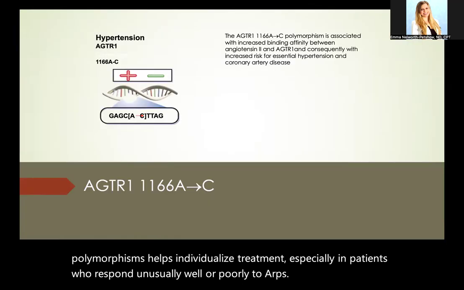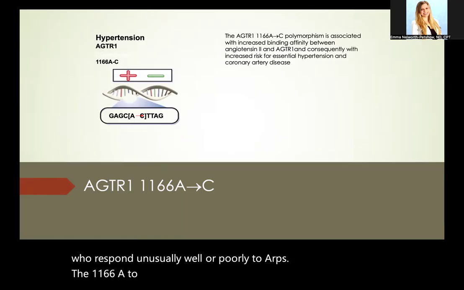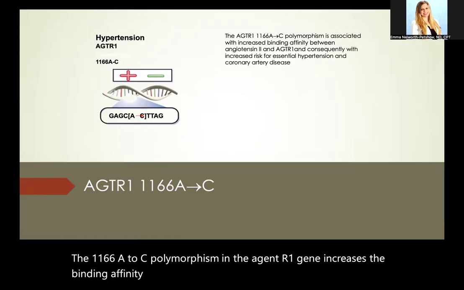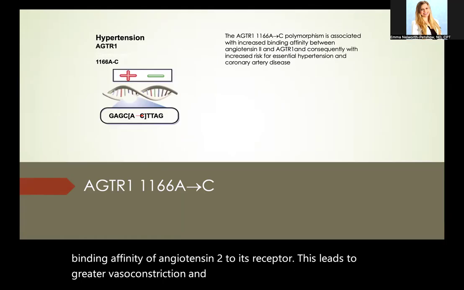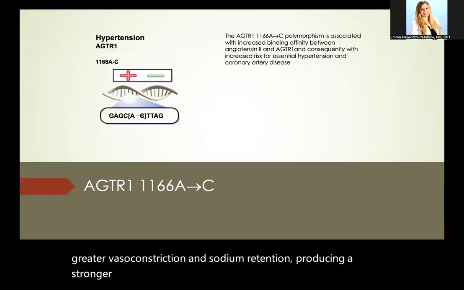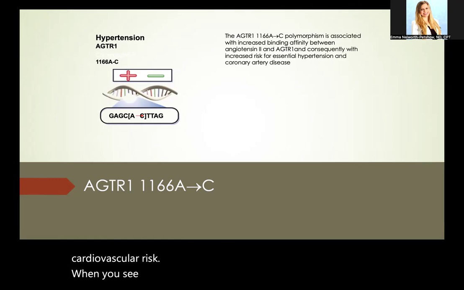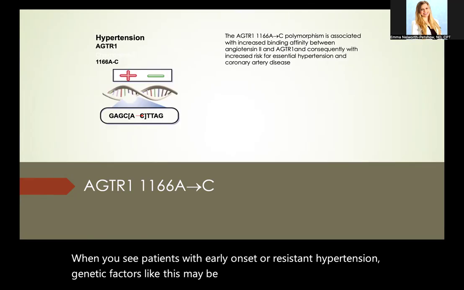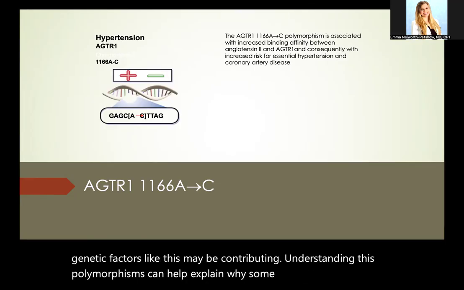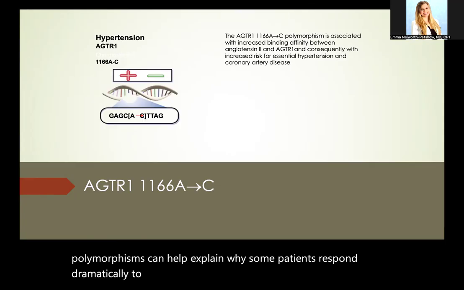The 1166A to C polymorphism in the AGTR1 gene increases the binding affinity of angiotensin 2 to its receptor. This leads to greater vasoconstriction and sodium retention, producing a stronger hypertensive response. Clinically, this variant is linked with higher rates of essential hypertension and early onset or increased cardiovascular risk. When you see patients with early onset or resistant hypertension, genetic factors like this may be contributing. Understanding this polymorphism can help explain why some patients respond dramatically to certain medications and others don't respond at all.